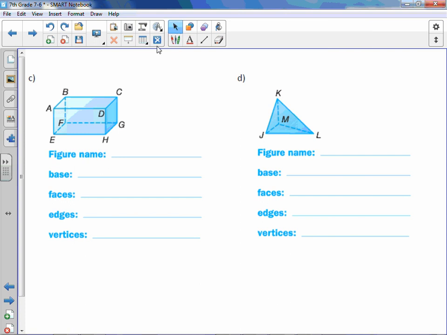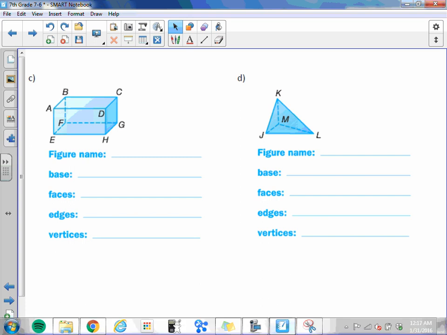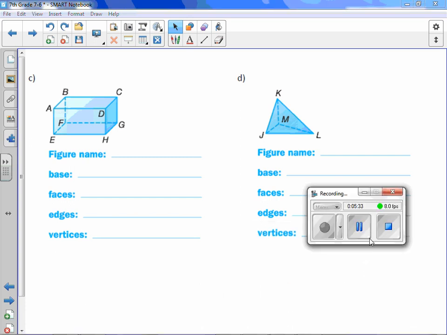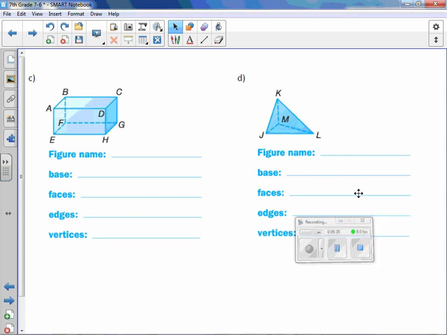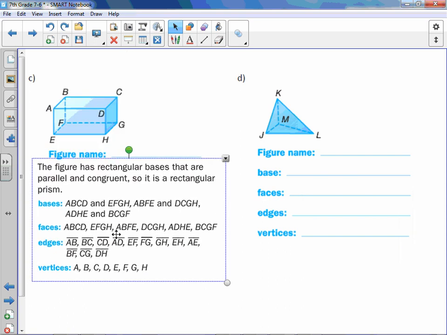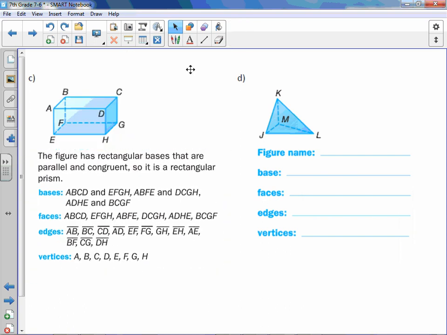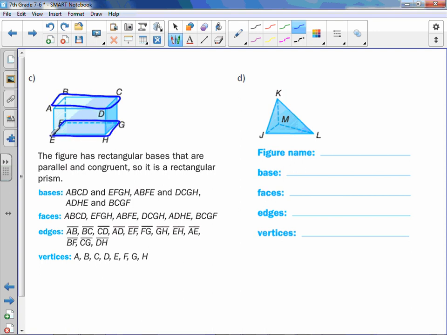Our next figure has two bases that are parallel and in the shape of a rectangle, so they are rectangular. It is a rectangular prism. So our bases, which are also two of our faces, are ABCD and EFGH.